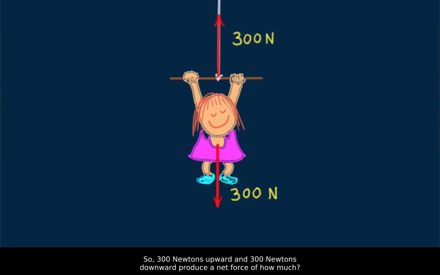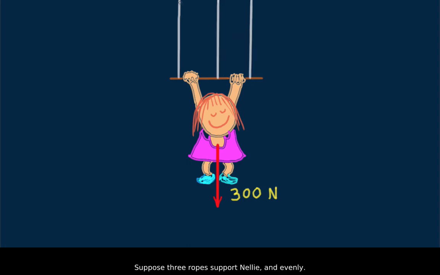So 300 newtons upward and 300 newtons downward produce a net force of how much? I hope you said 0. Nellie is in mechanical equilibrium. Suppose 3 ropes support Nellie, and evenly, so the tension in each rope is the same. We know the sum of the tensions has to add up to 300 newtons. So what's the tension in each rope? Did you say 100 newtons? If so, good. Again, Nellie is in equilibrium.